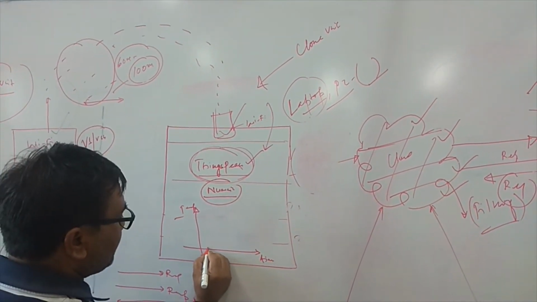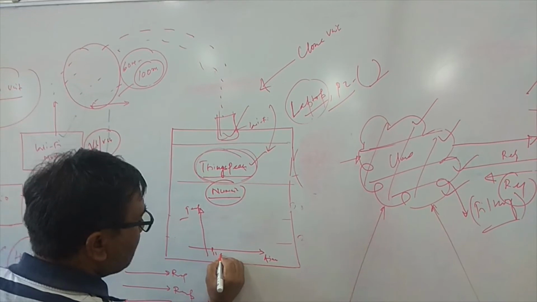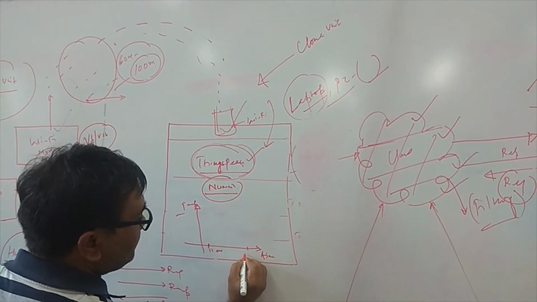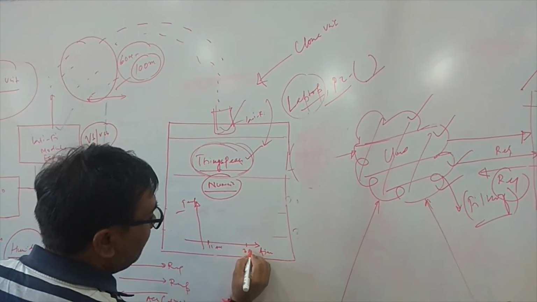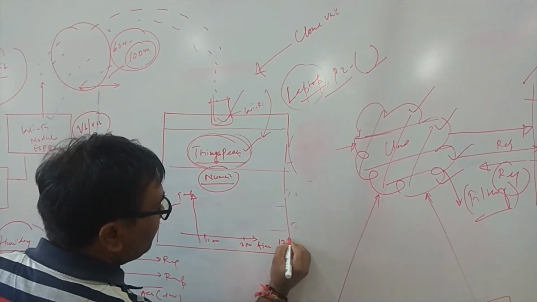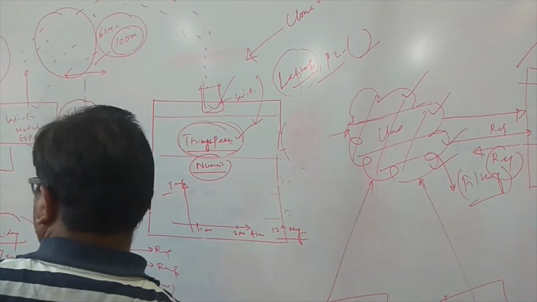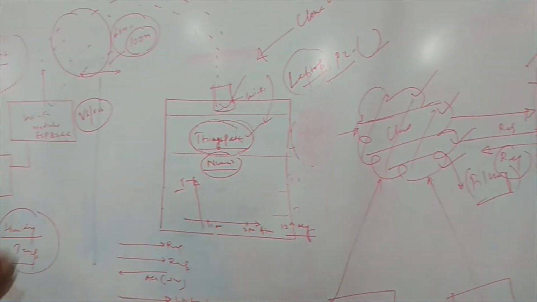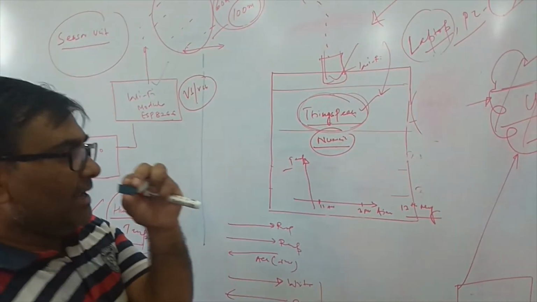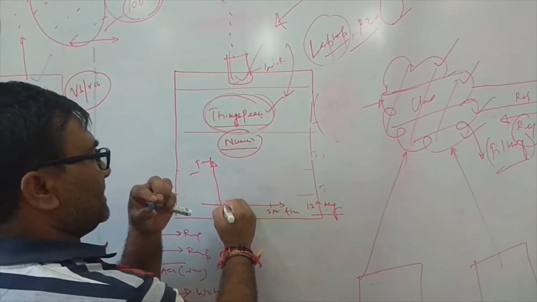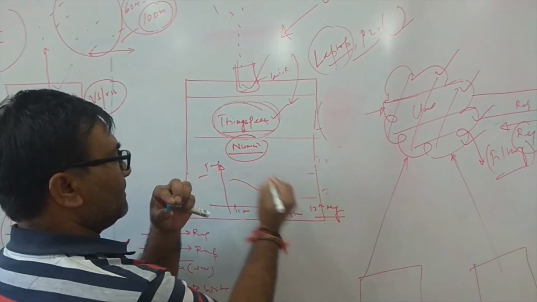Currently the time is 11 AM, and I want to see the nature of up to 3 PM. Date is 12th May, right? So how do we see the nature? So this is the sensor. So currently the temperature looks like this.